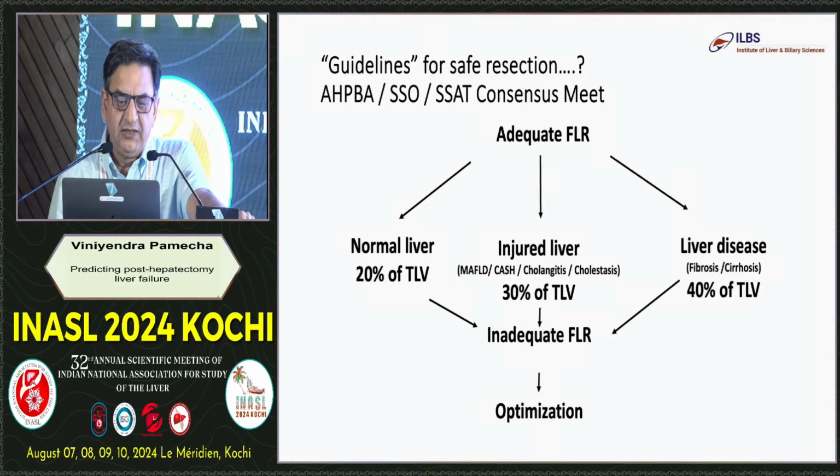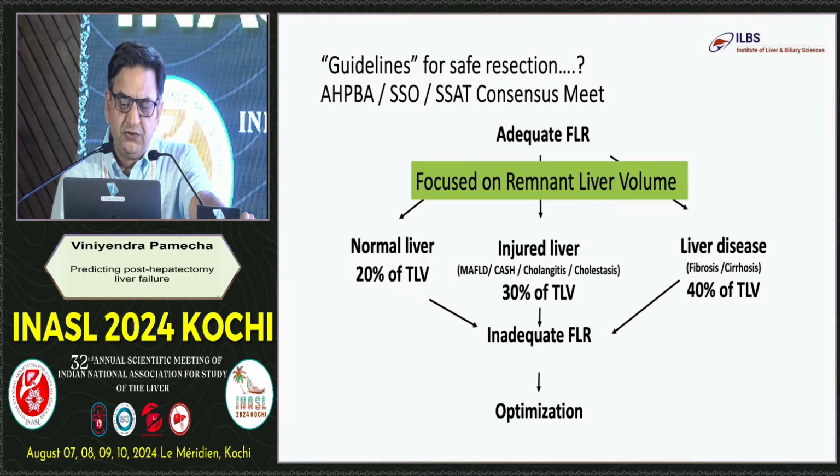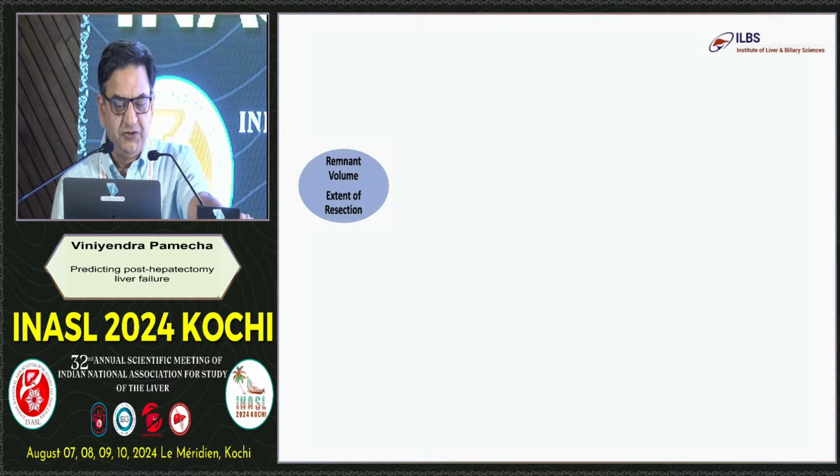When we look at the guidelines, most of the guidelines for safe liver resection focus on remnant liver volume. They suggest that when you have a normal liver, it's about 20% of total liver volume. When you have an injured liver, that is MAFLD, CASH or cholangitis, cholestasis, then it's about 30% of total liver volume. And if you have a diseased liver like extensive fibrosis and cirrhosis, it's about 40% of total liver volume. But when we go down further into this, it's not just about volume. There are many more factors which play a part in predicting post-hepatectomy liver failure.